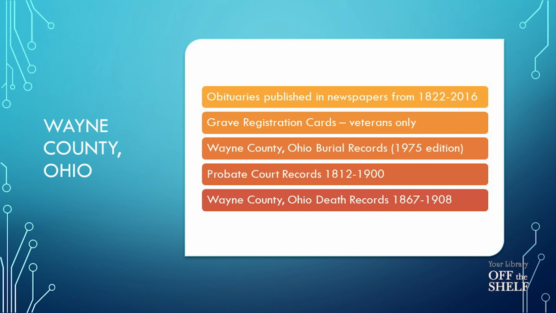So whenever you contact our library saying you're looking for an obituary, we may email you back saying it's not necessarily an obituary you're looking for. It could be a court record. It could be an actual death record.